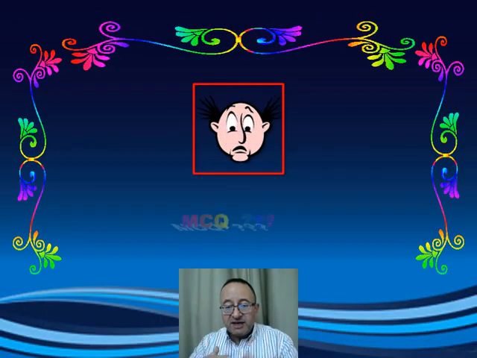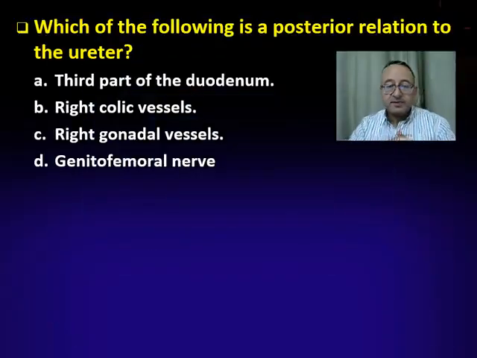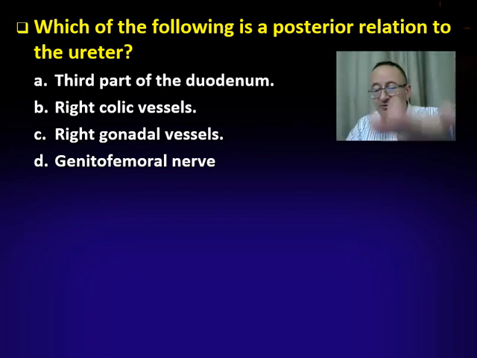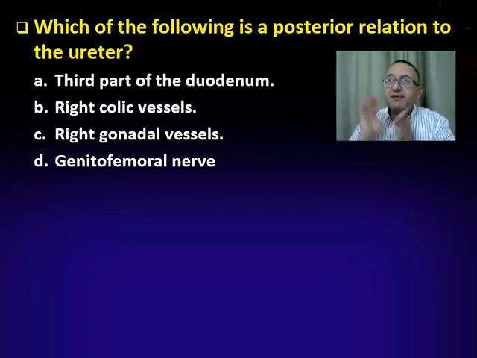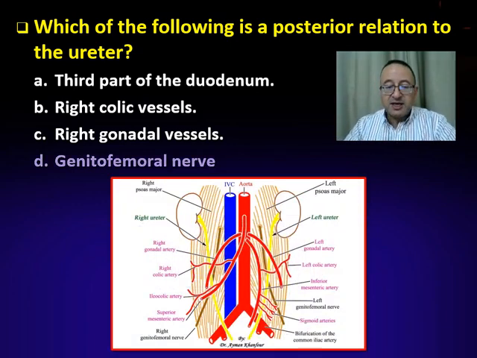Now we refresh ourselves with a multiple choice question. Which of the following is a posterior relation to the ureter? Without reading these choices, I have to think. The posterior relation is a muscle which is penetrated by a nerve, and both of them lie behind the ureter. So, which of those? Yes, the genitofemoral nerve. Because all vessels cross the ureter. They lie anterior to the ureters.